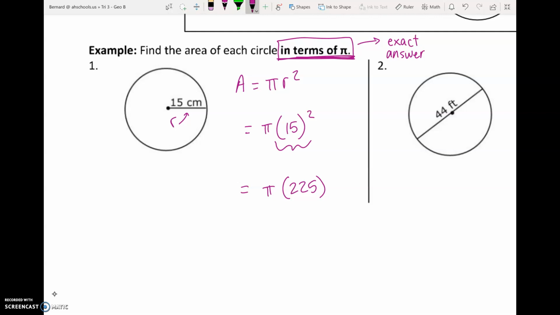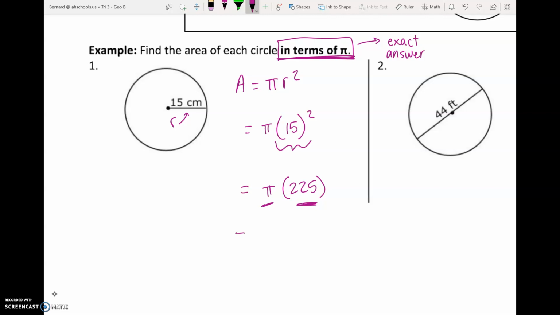Now, if we wanted a decimal answer, we could just type that into our calculator and it would give us a decimal. But we don't want that. We just want it in terms of pi. And in fact, we are actually done then, because we don't want to actually multiply by pi, and then there's nothing else to do with the 225.